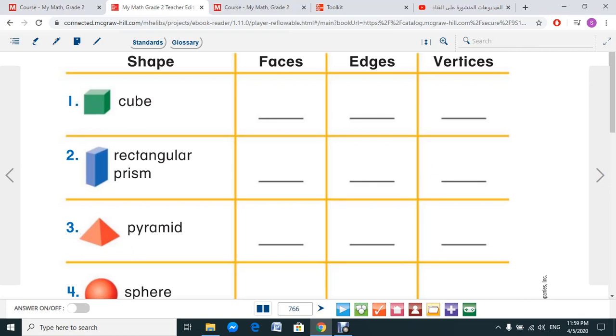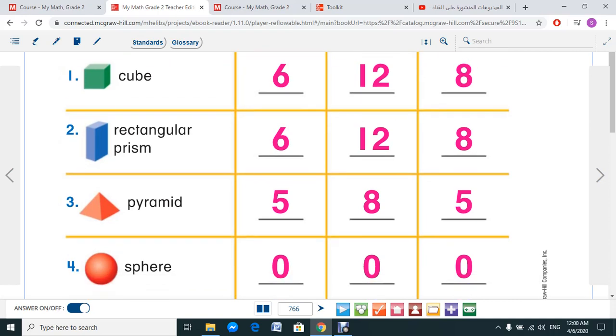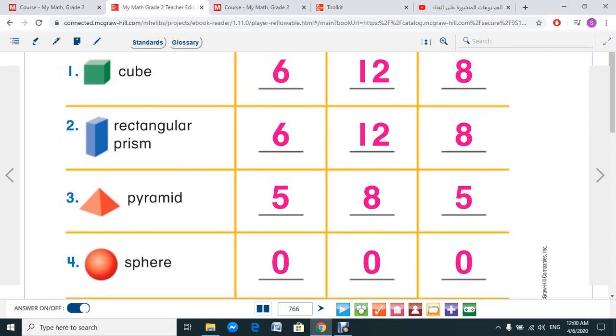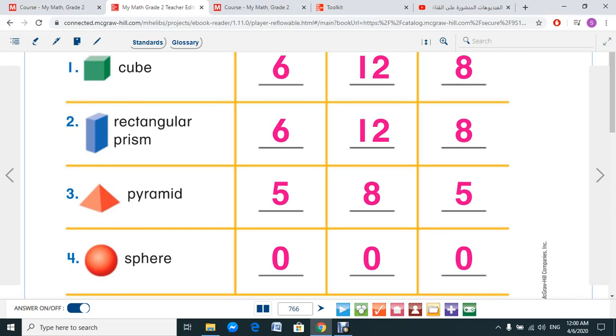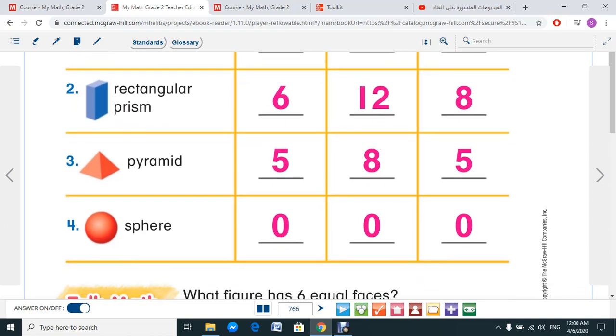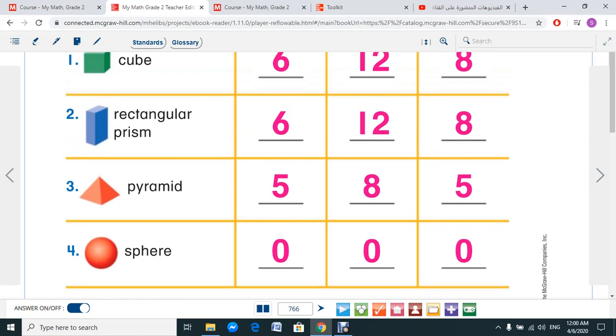A cube has 6 faces, 12 edges, and 8 vertices. Rectangular prism, we said that it has the same numbers as the cube. So 6 faces, 12 edges, and 8 vertices. The pyramid has five faces. Count them: 1, 2, 3, 4, 5. 8 edges and 5 vertices, and the sphere has none of them. Okay?